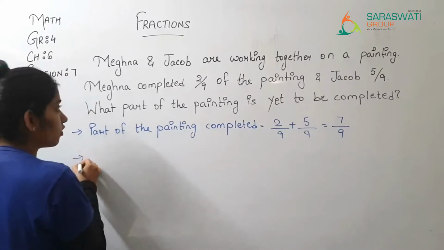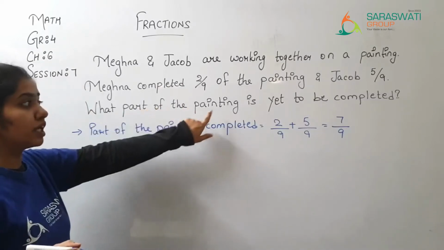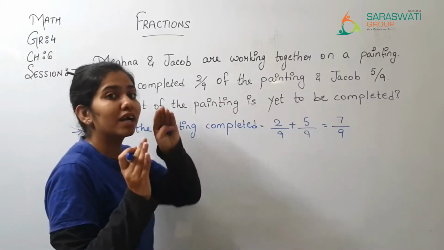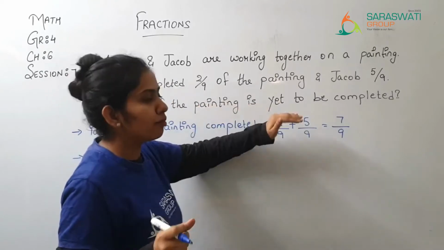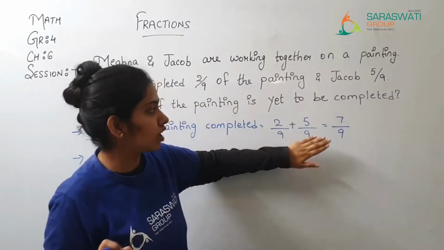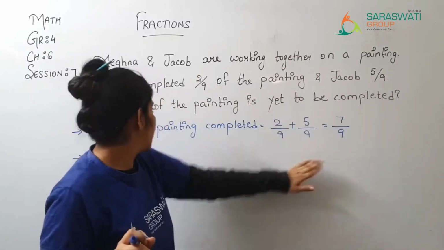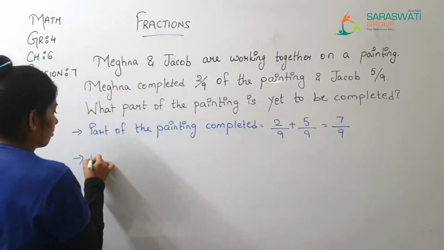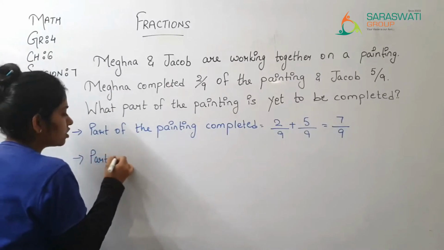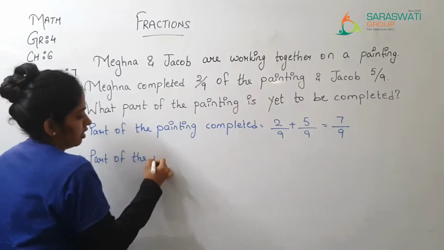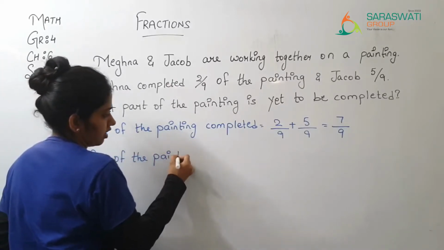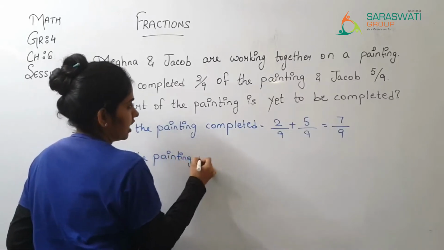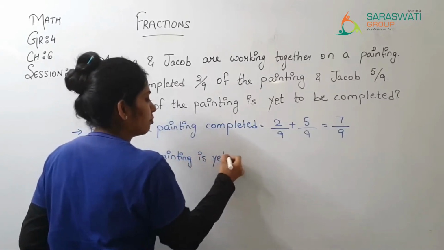Now we need to find out what part of the painting is yet to be completed. अभी कितना part pending है. So pending part find out करने के लिए we need to find out first total part, right? So part of the painting completed, that is 7/9. Now part of the painting is yet to be completed.